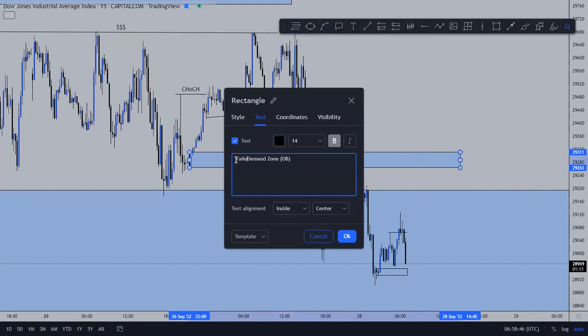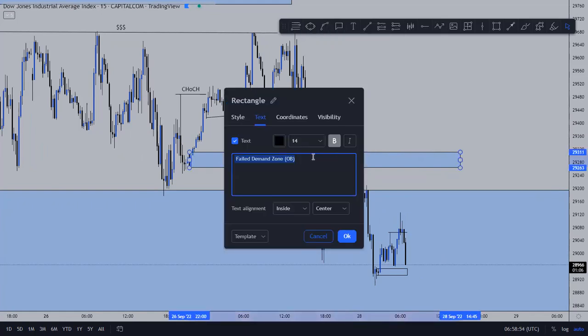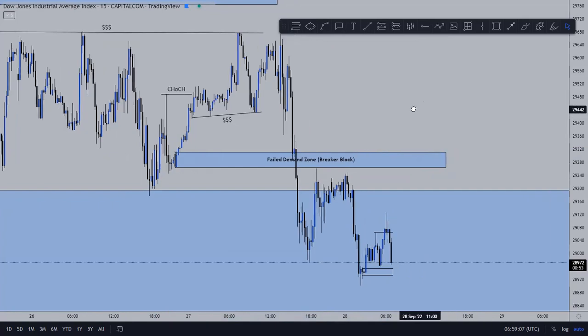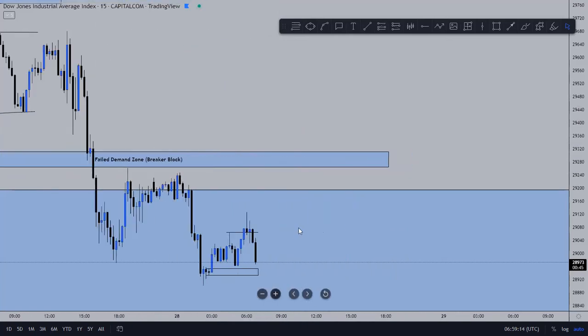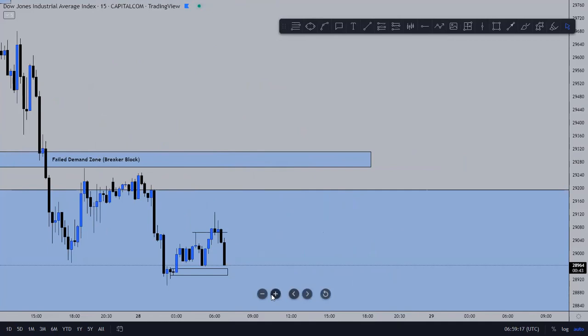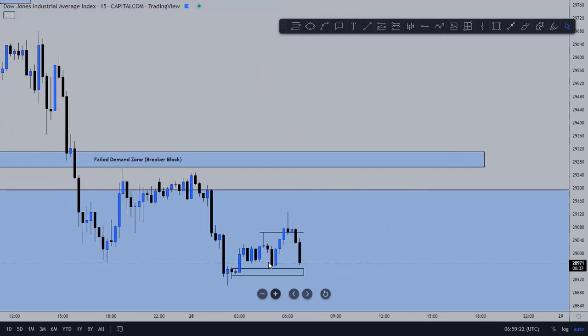Failed demand zone. Right. So one can also call it a breaker block. It's also called a breaker block, because it's an order block that has been broken and the market starts going in the opposite direction of that breaker block, right? So this breaker block that I have on 15 minutes, this whole level, this whole zone is an imbalance on the higher time frames.